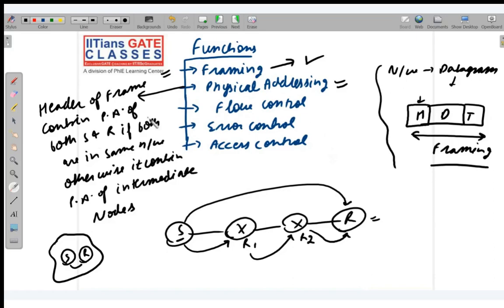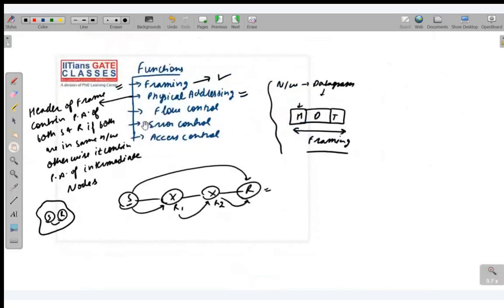Physical addressing again. I think you remember from the previous class what the physical address was. Its scope was the local area network, or LAN. So when computers are in the same LAN, this is a sender and this is a receiver, both in the same LAN. The rule is that the header of the frame will contain the physical address of sender as well as receiver, because they are in the same LAN only. So no need to worry.